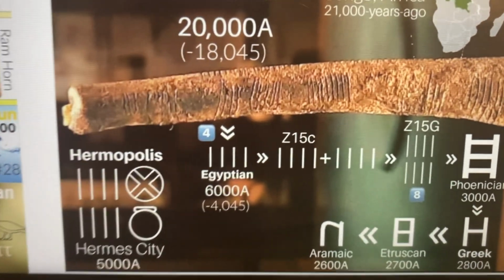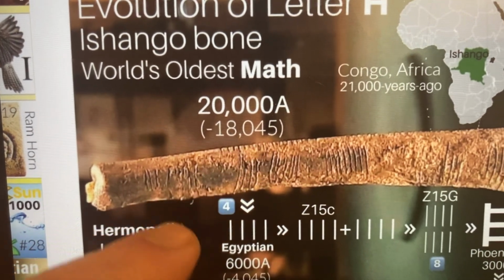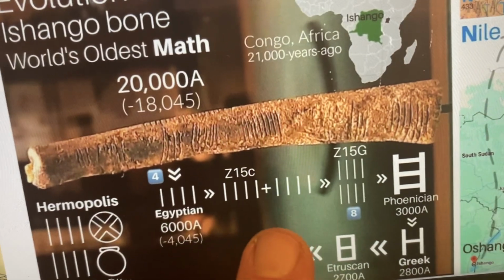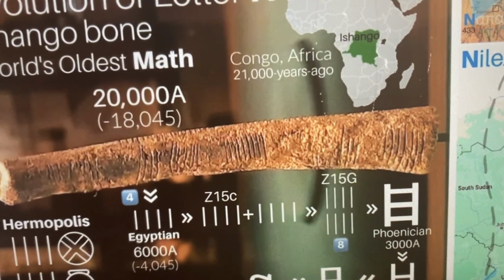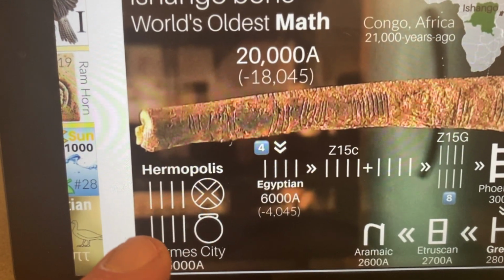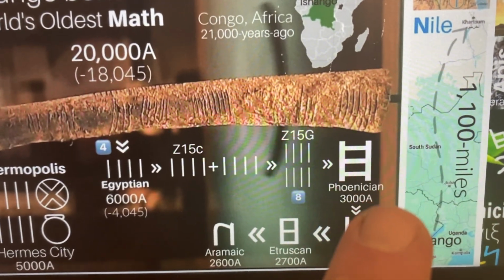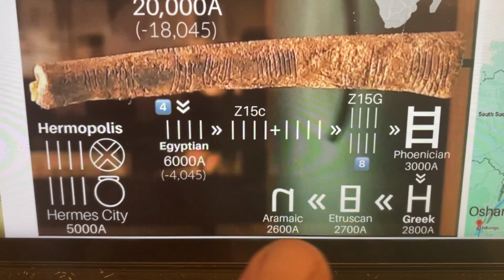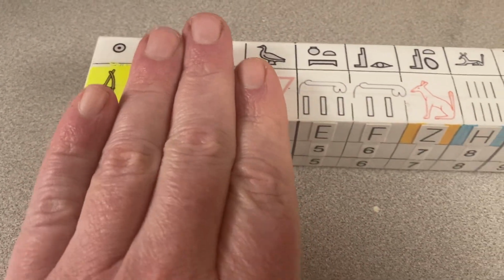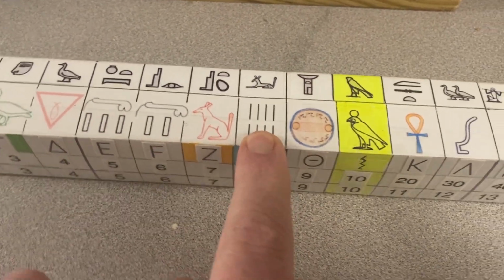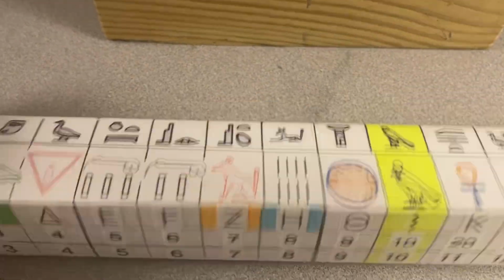But with regard to the alphabet, over here we see 4 marks. This became the Egyptian 4 digits, and this became 4 plus 4 equals 8, which became the Egyptian number 8, and it's in the name of Heliopolis. And this became the Phoenician H, Greek H, Etruscan H, and Aramaic H. So in our cubit ruler, we have 4 digits equals 4, 4 more digits equals 8. And this is where letter H comes from.